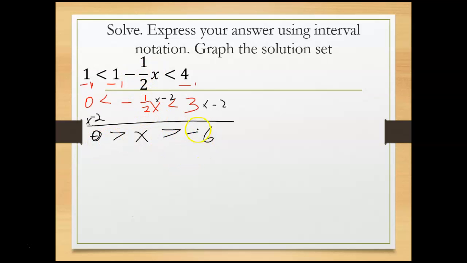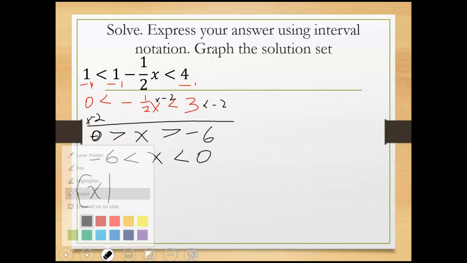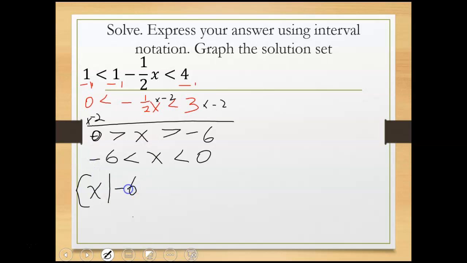So we're going to rewrite it, since our initial one has less than. We put negative 6 first, so negative 6 must be less. Since x is greater than negative 6, then negative 6 is less than x. And then 0 is greater than x, so x is less than 0. Okay, so we can say our solution is the set of x such that negative 6 is less than x, which is less than 0.